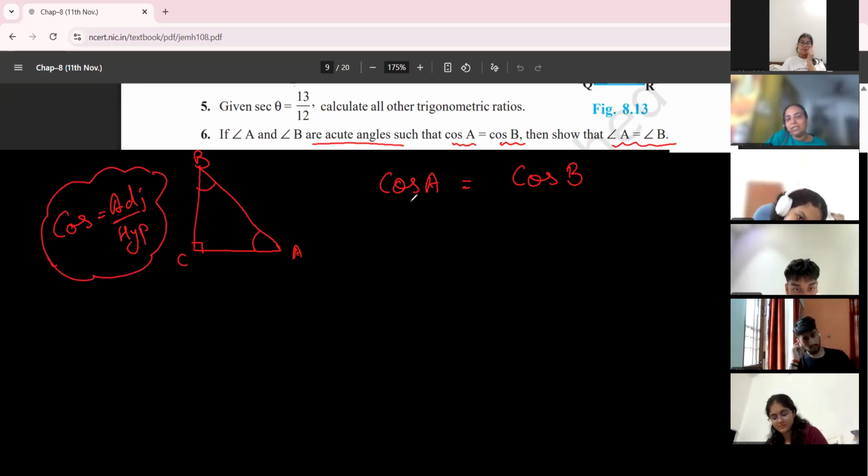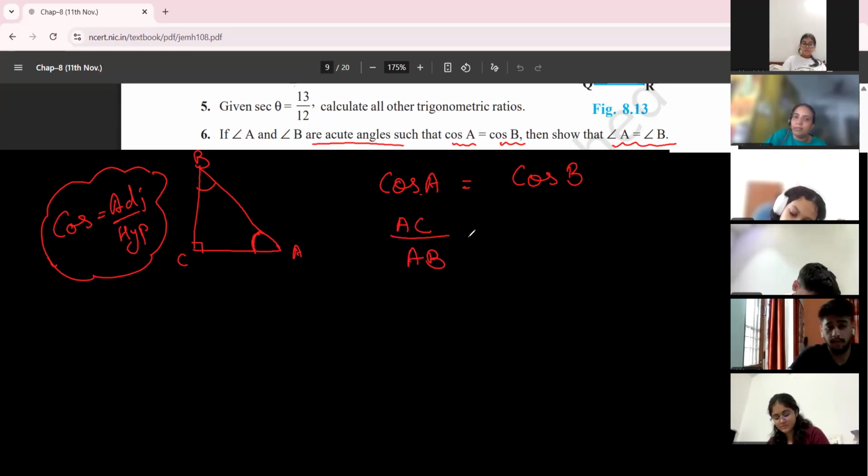Now using this cos A from this angle, what is adjacent to it? AC. By hypotenuse is AB. Right, bache? AC by AB. Cos B from this angle, adjacent is BC.